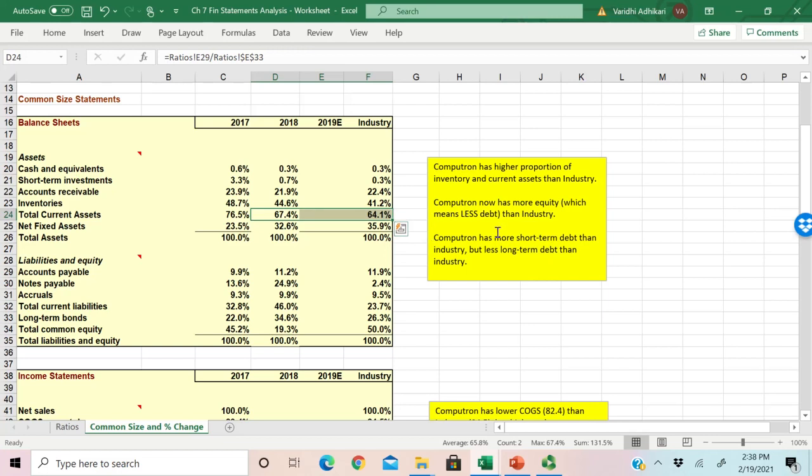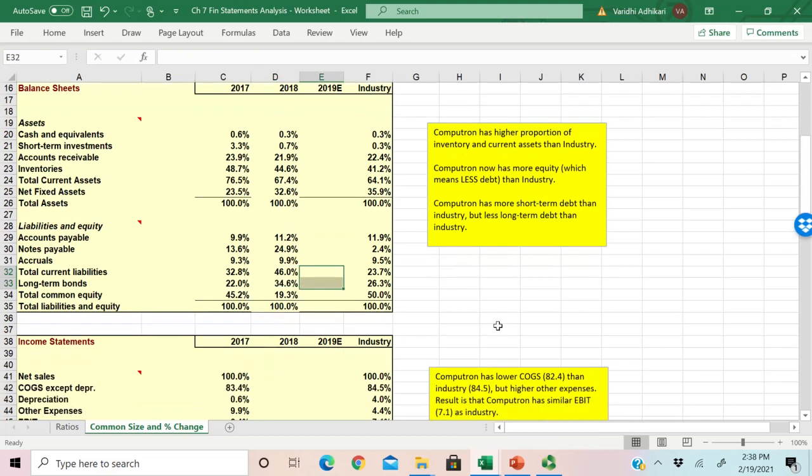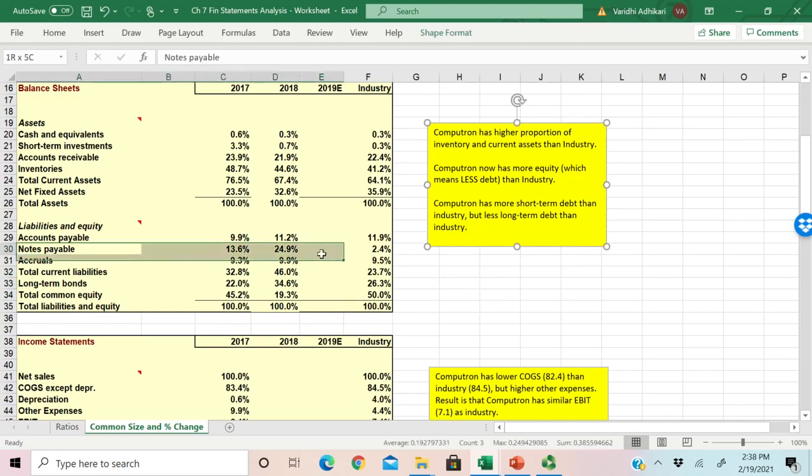Now this company also has less debt than the industry. How do you know? If you look at total current liabilities, or if you look at long-term bonds, in 2018 it actually has more, but in 2019 it has less debt. And even in 2019 you should see that Computron has more short-term debt, which will be notes payable, compared to the industry.